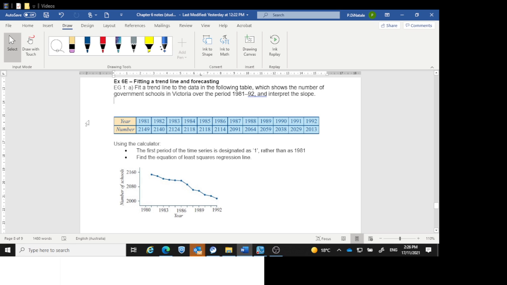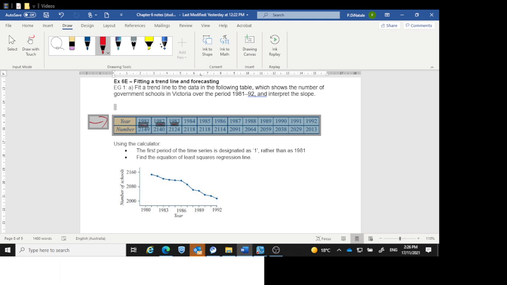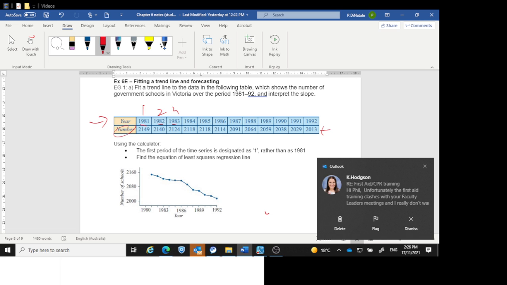Because the years are labelled in order, 1981, 82, 83, we can just number them as 1, 2, 3, all the way. And then we just put in the actual number in our other column. We can do our scatter plot, we can get our regression line, then we can do our least squares line.